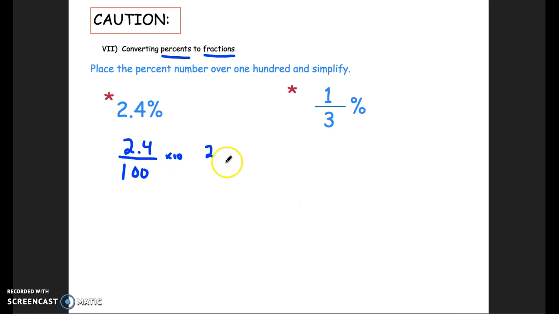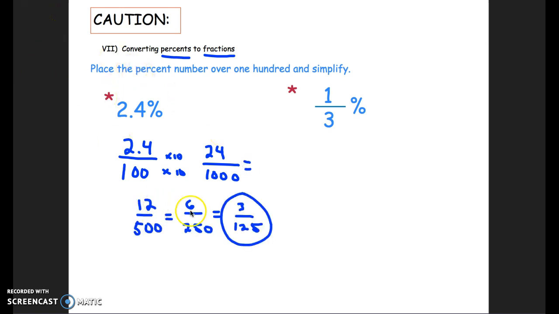We end up with 24 over 100 times 10 is 1,000. Now we have to simplify that. Magic. So 24 over 1,000, simplify to 12 over 500, 6 over 250, to 3 over 125. And now I can stop here.